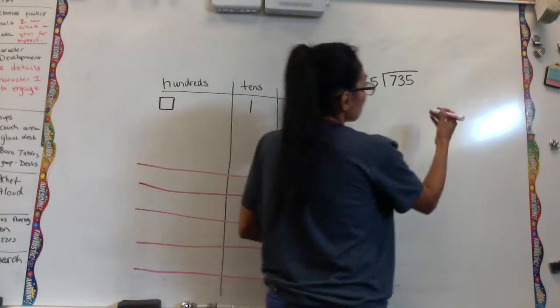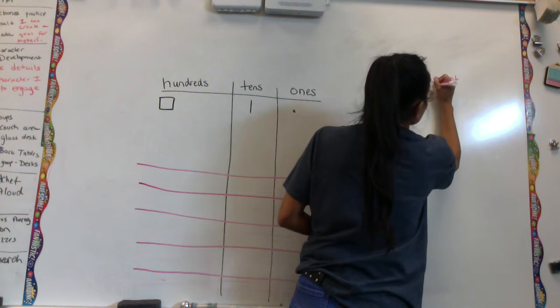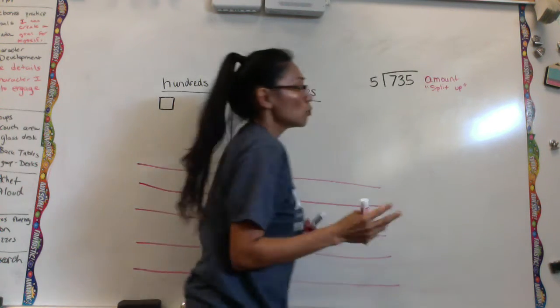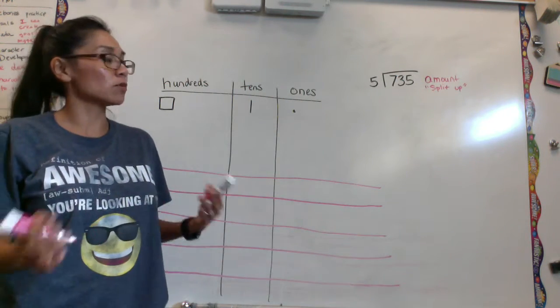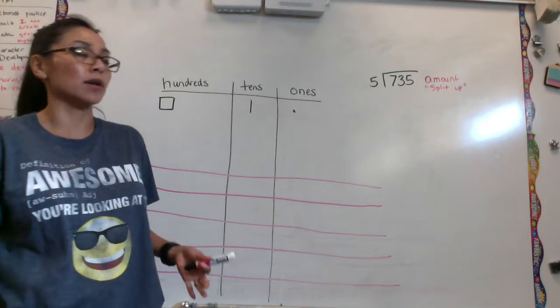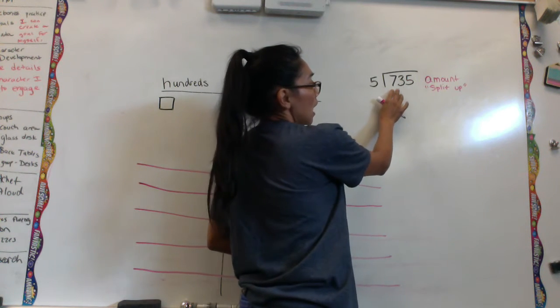So I'm going to write that over here. This is the amount, split up, and I'm going to put that in parentheses. Split up is common language. It makes more sense to us. We can say divide as well, but if we don't understand what divide means, we don't want to really use that in the definition. So this right here is the amount that I need to split up.